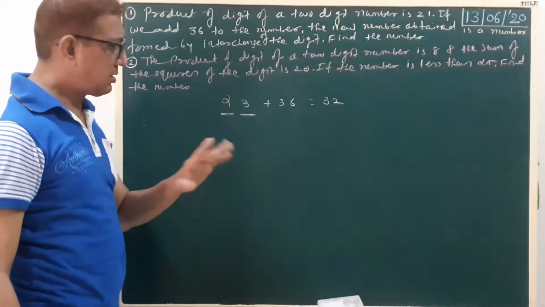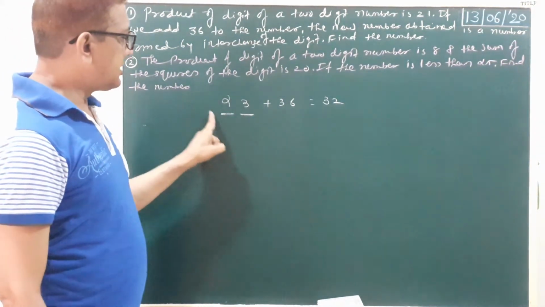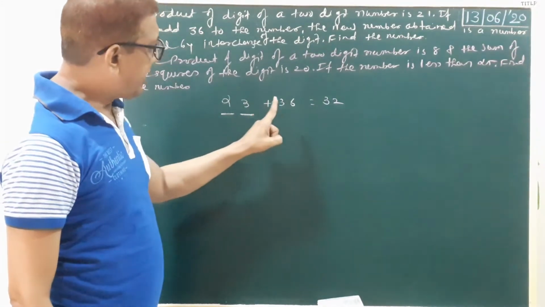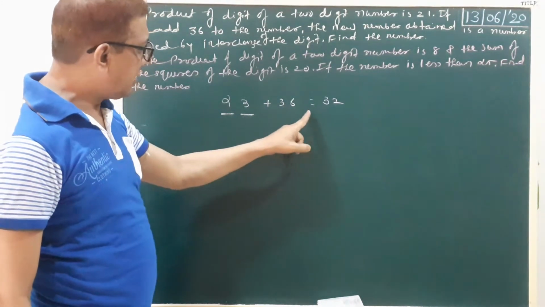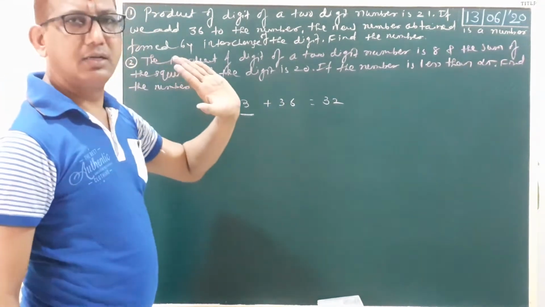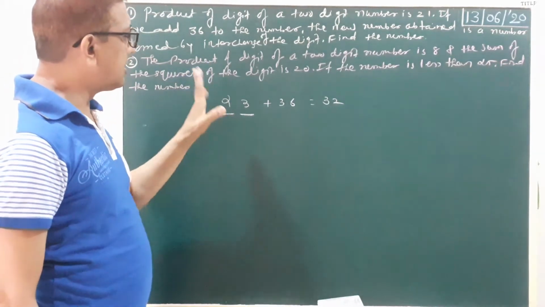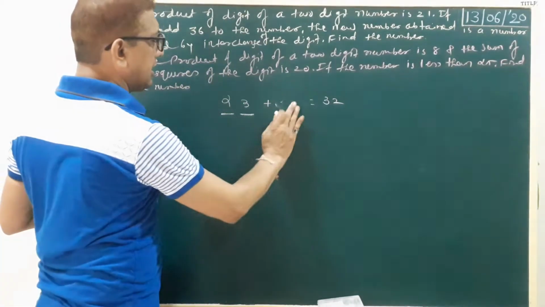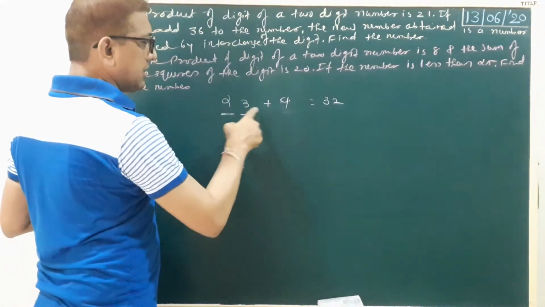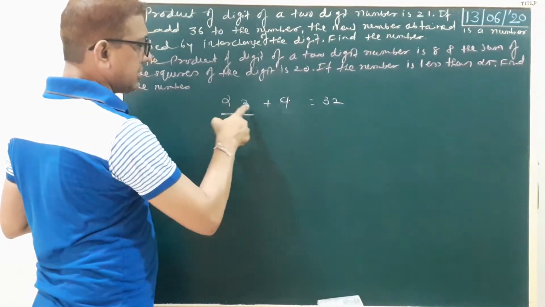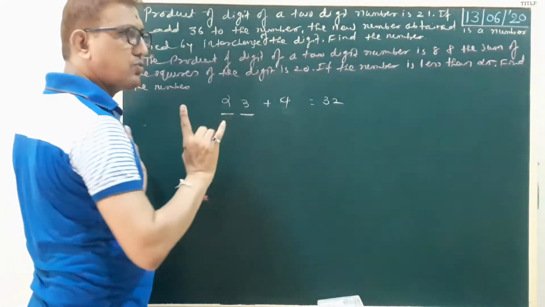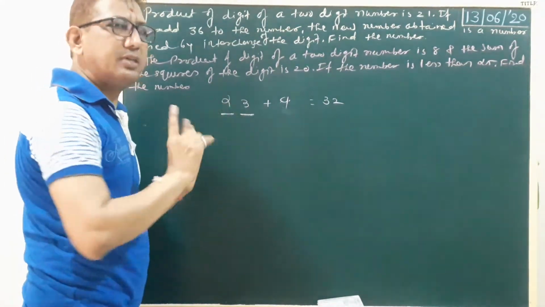Clear? Here 23 is the original number. If we add some number, the answer will be the interchanged number. Suppose 23, here we add 9. 23 plus 9 is 32. Look here, interchanging the two digits, the answer is 32. This is this type of sum.